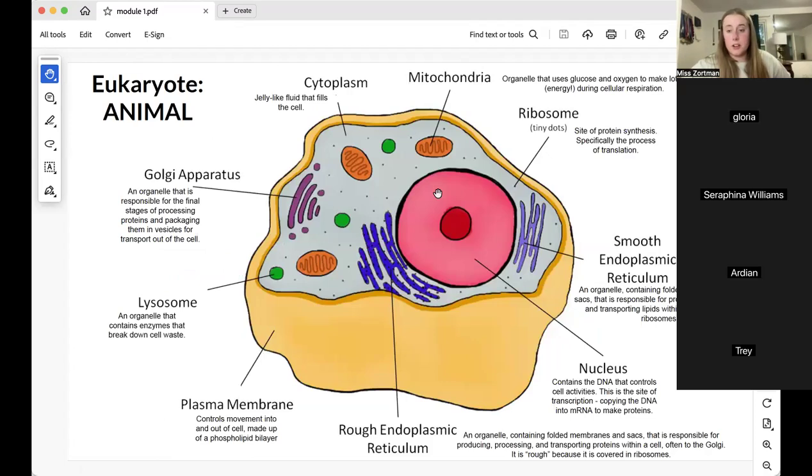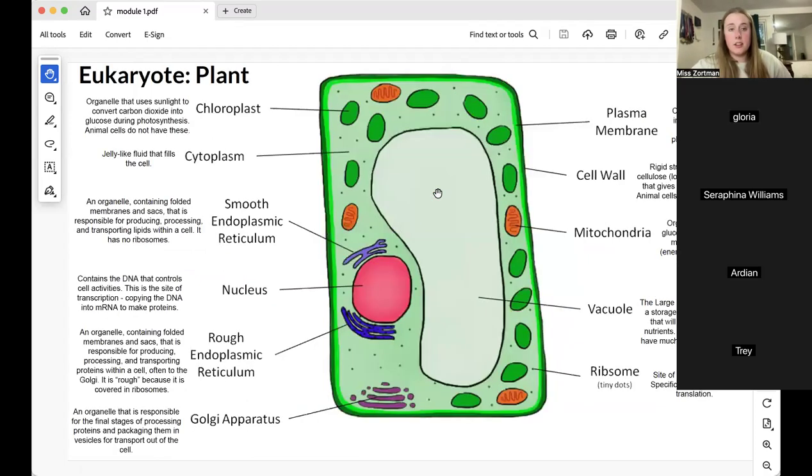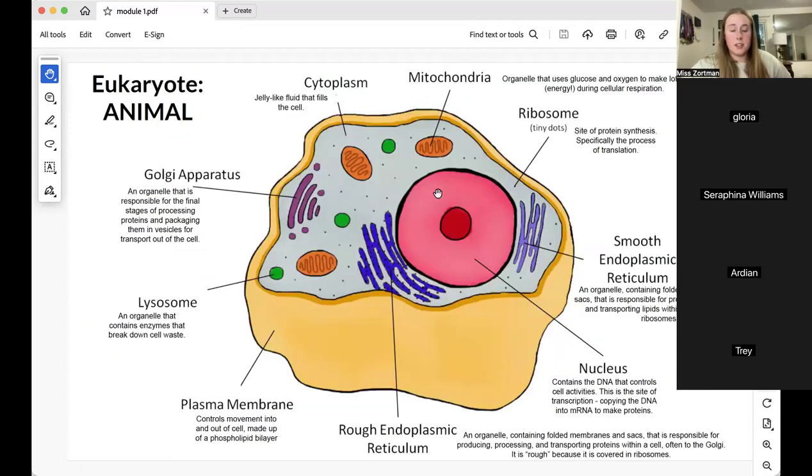As I said, eukaryotes are more complex. We have plants and animals as our main two that we focused on this year. Eu rhymes with do. They do have a nucleus. Again, that's the main thing you'll want to use to distinguish between the two groups. And obviously, they are much more complex. You can see a list of all of the organelles here, and I'll do a very quick rundown of those.